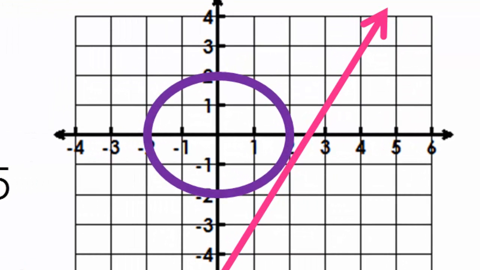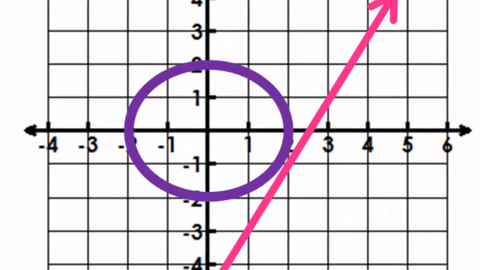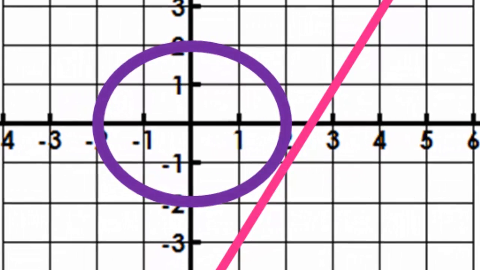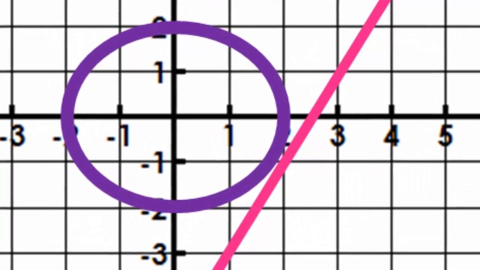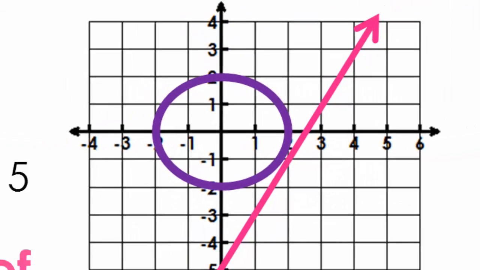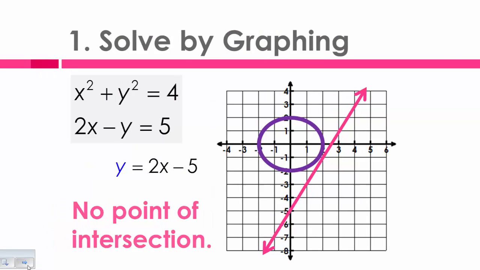Now, depending on how you sketch this graph, or if you graphed it on graph paper, there's a chance that your circle and line may look like they intersect. But in fact, they do not. It comes really close, but they don't touch.